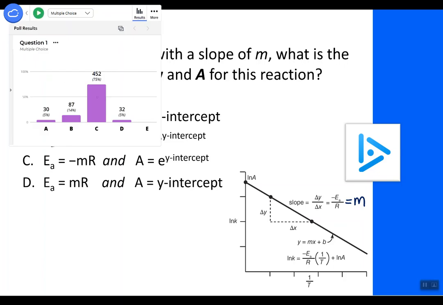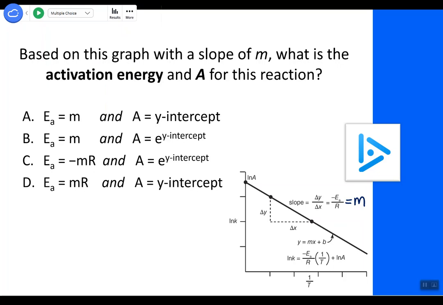Okay, well done. Three-quarters got C as the correct answer. No votes for E, that's good. Okay, so simply by looking at this graph, no memorization required, you simply interpret the equation of a straight line and see how the different components line up.